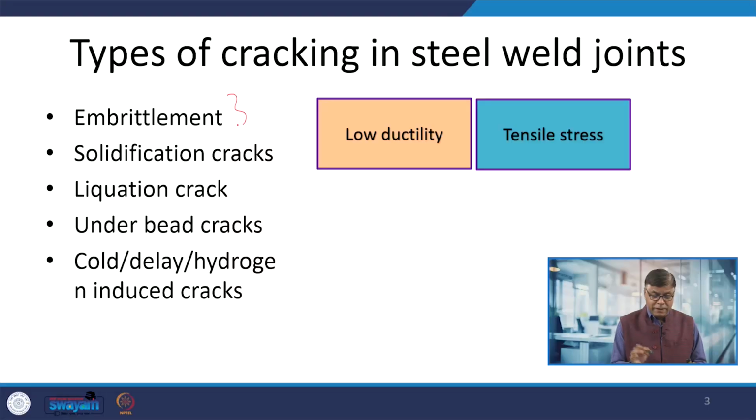So, one is the embrittlement, the second is solidification cracks. These cracks primarily happen in the weld joints along the weld center line.